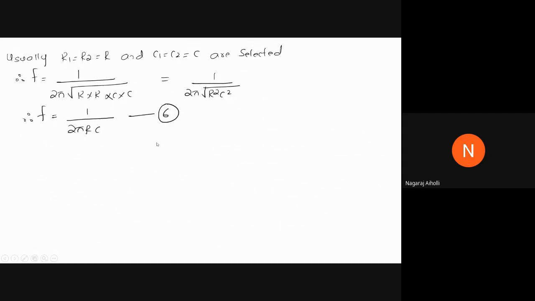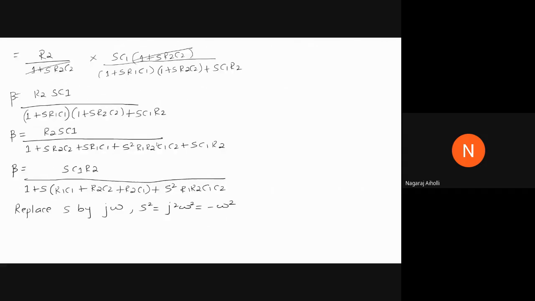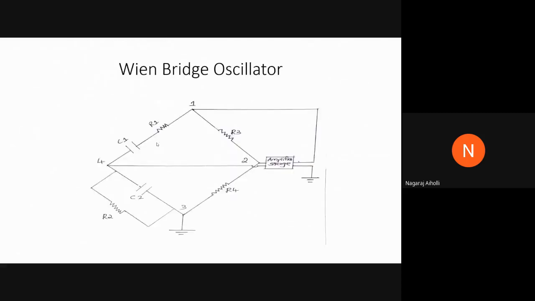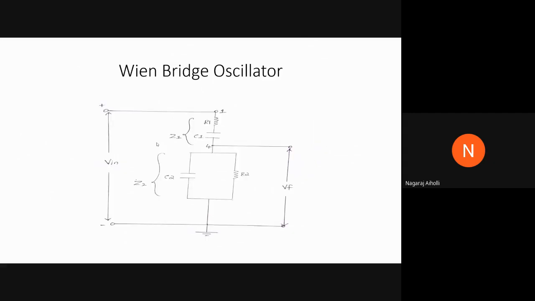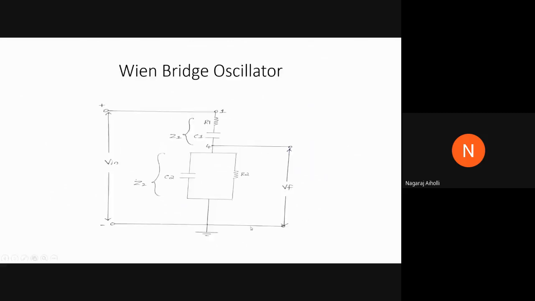Okay. So we have derived the equation for the frequency of oscillation of the Wien bridge oscillator here. Right. So starting with the figure here. So this is the figure of the Wien bridge oscillator circuit. Starting from this figure and converting into an equivalent figure, we started the derivation of the frequency of oscillation of the Wien bridge oscillator. Right, first we wrote the equation for z1 z2, then replaced j omega with s, then we wrote the equation for I, it is v divided by z1 plus z2, or vf is equal to I into z2.